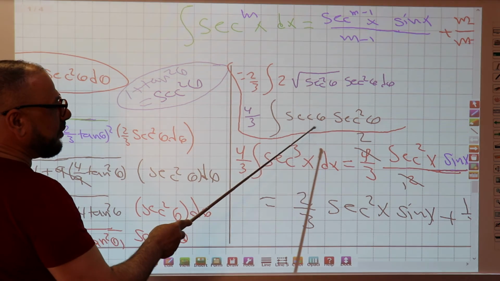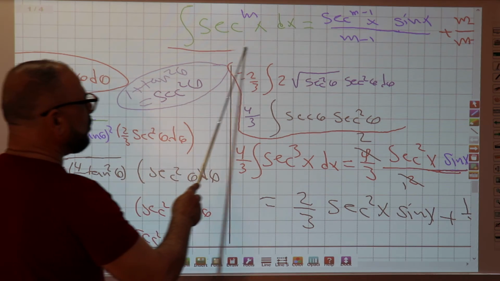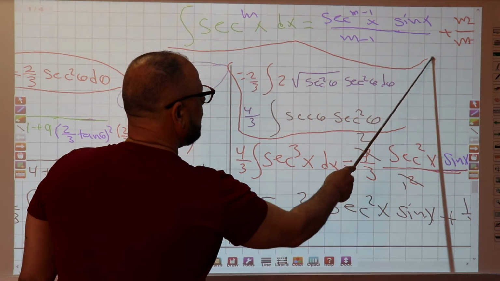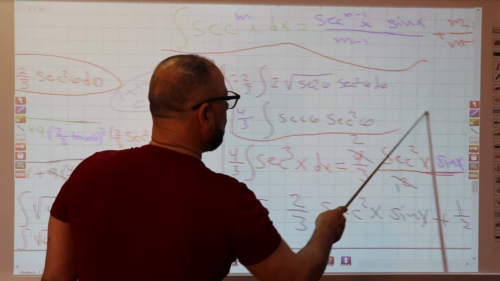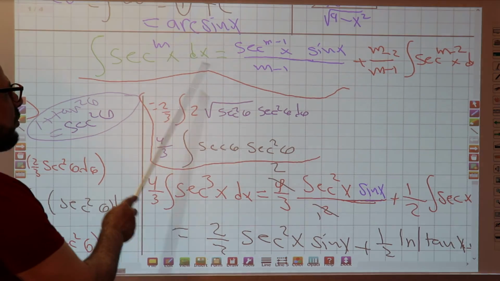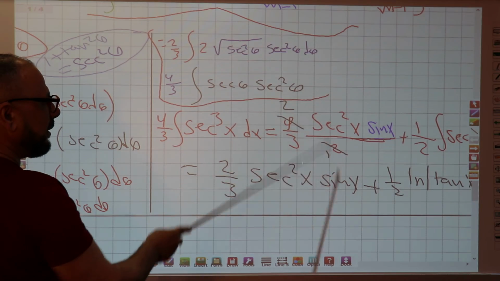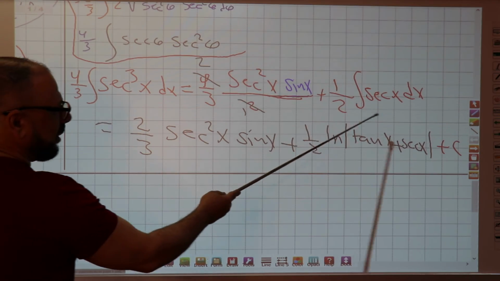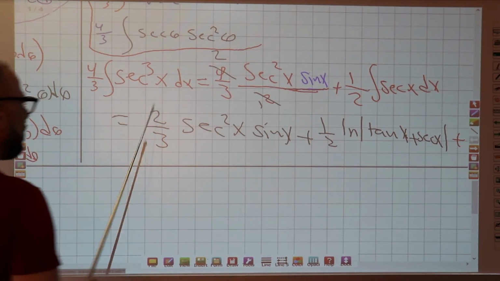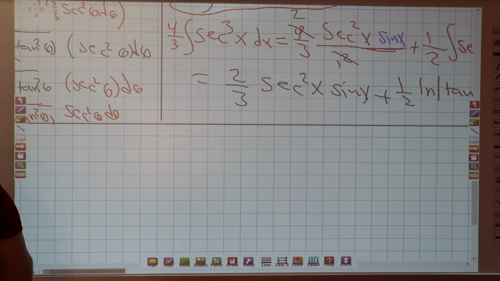Now after that you have secant cubed. He will give you this rule, the rule for secant. For the cube, when you have secant cubed or to the fourth or to the fifth, you drop the degree down. Now, the integration of secant x is very well known, and that's your answer.